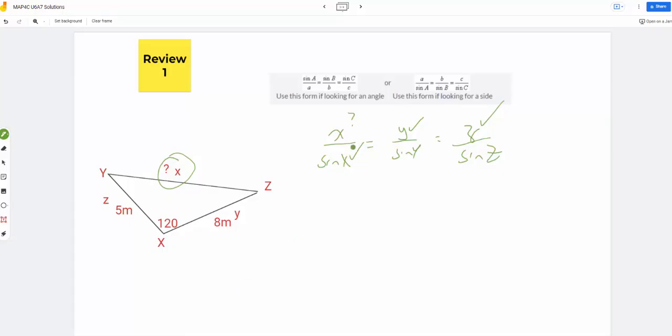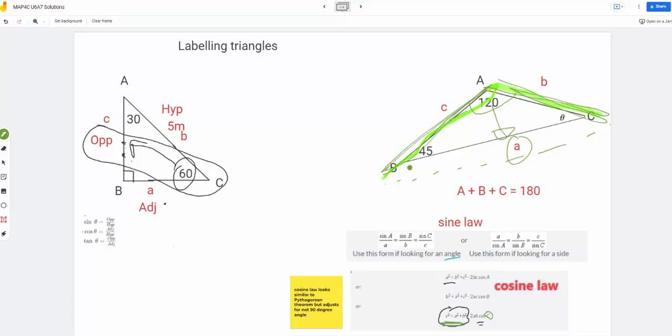And I realize I don't have enough information. I can't use one of these because I don't have 3 out of the 4, so I'm going to have to look at the other formula, which is the cosine law. And I think I've got it written back down here. So c squared equals a squared plus b squared minus 2ab cos c. So notice the c's at the front and the c's at the end.